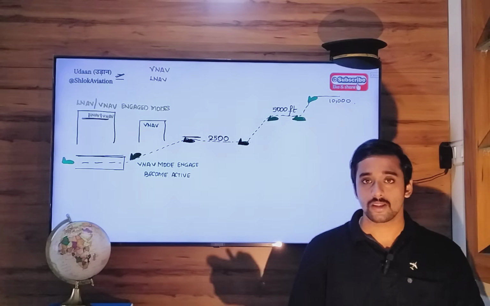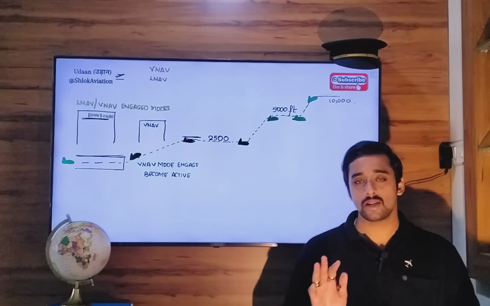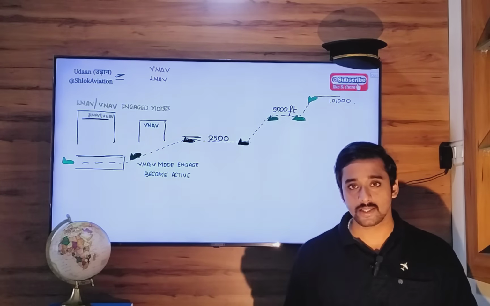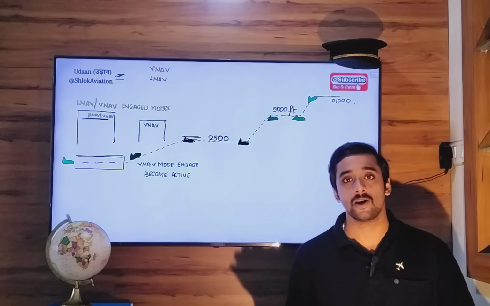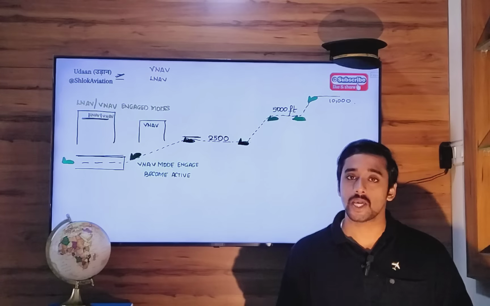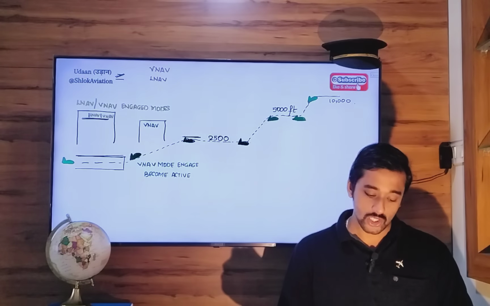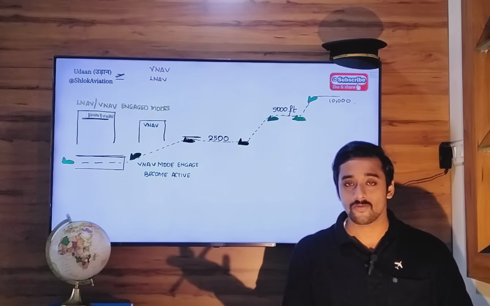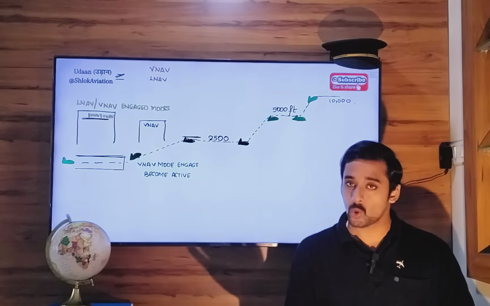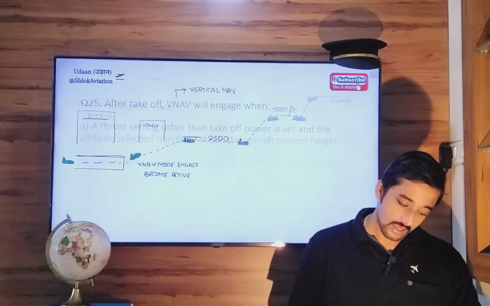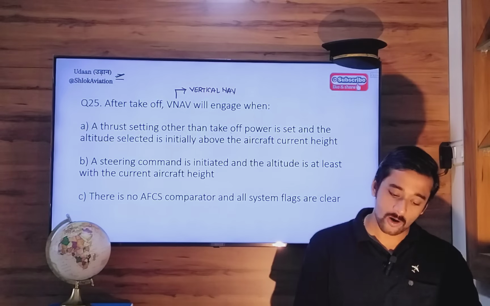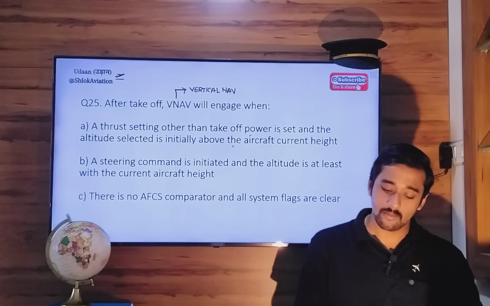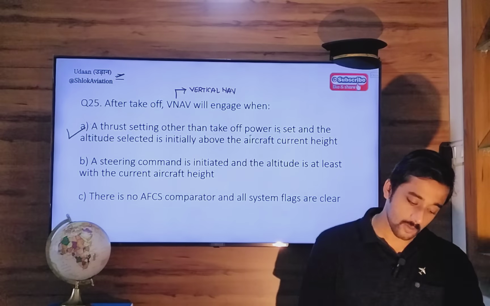So this VNAV mode, just to explain in simple words, is responsible for maintaining all the altitude constraints or all the minimum IFR altitudes specified for that particular route, and this will be shown on your primary flight display whenever VNAV is engaged, VNAV is active. So all this information will be provided to you. A thrust setting other than takeoff power is set and altitude selected is initially above aircraft current height. So the correct option is option A.